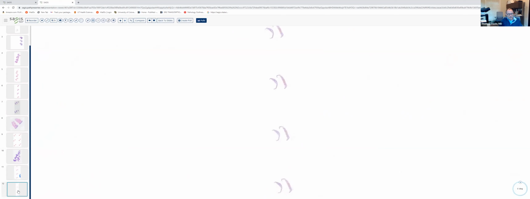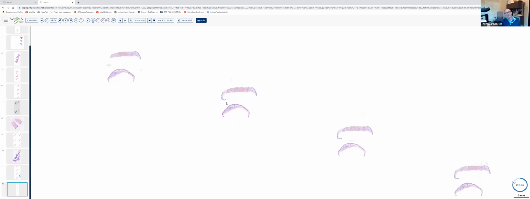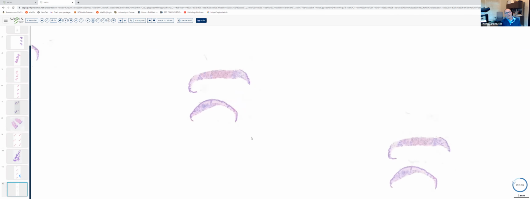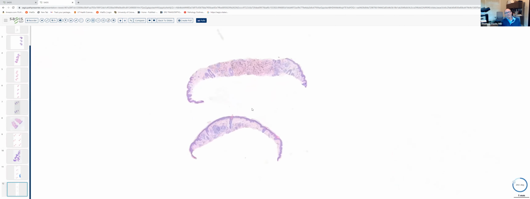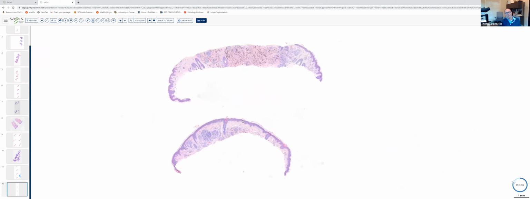And we will close out our discussion with slide number 12. It's kind of a cool case to end on. And we have two pieces of tissue here. And if you take a look at these pieces of tissue, this can actually be a clue to the diagnosis because you can see what happened here.